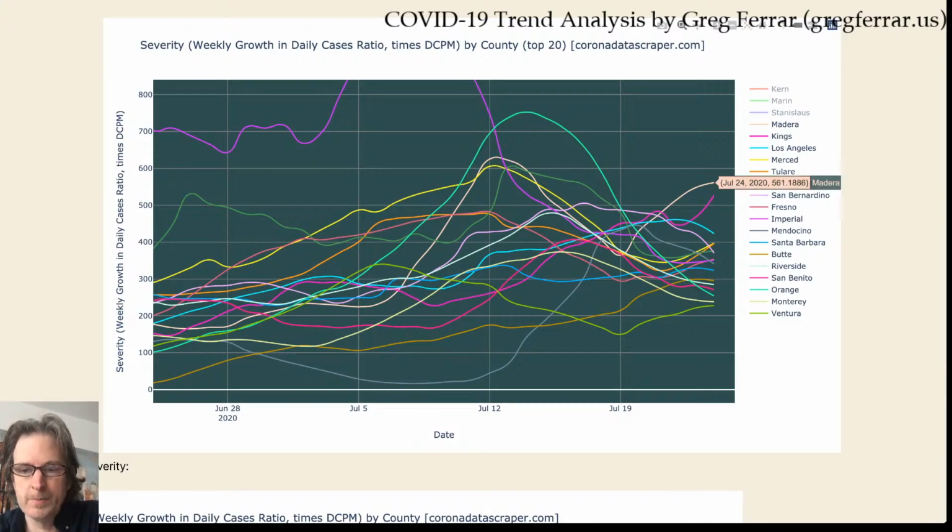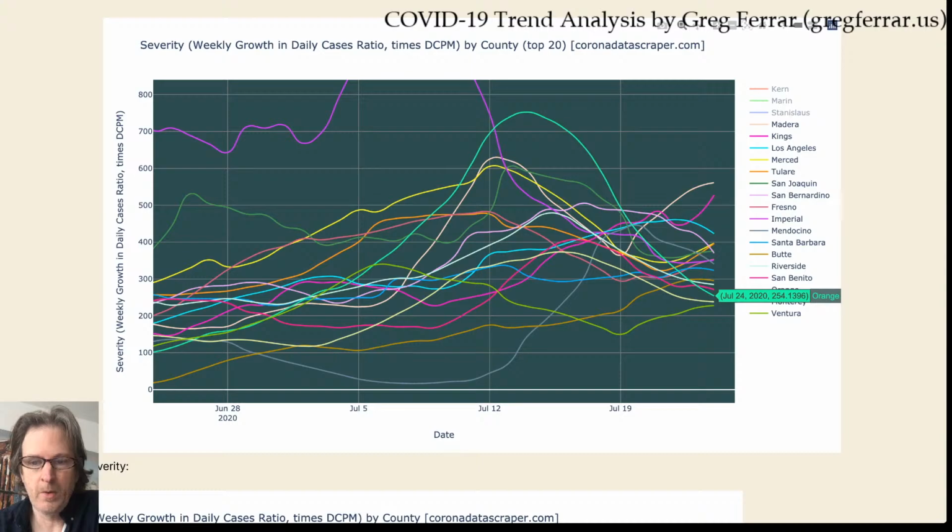When we look at the more normal counties, we can just see all of these counties are showing high severity. They're all hotspots. Orange stands out for me as a clearly recovering one in severity. Monterey also clearly recovering, and several others. San Joaquin clearly recovering. I think we'll see these then in the growth chart as well, probably.